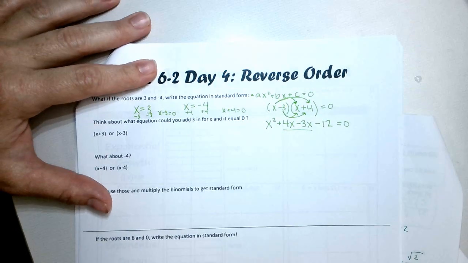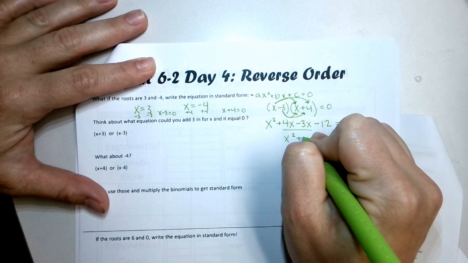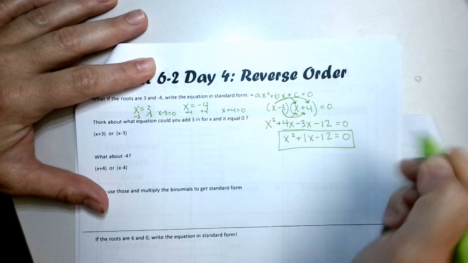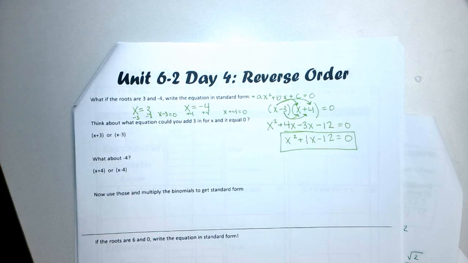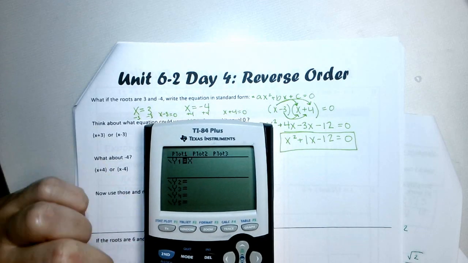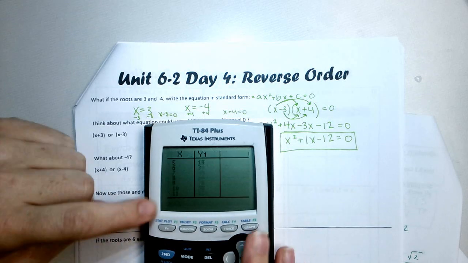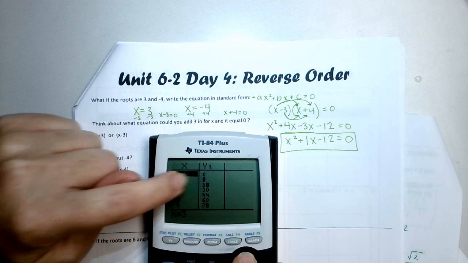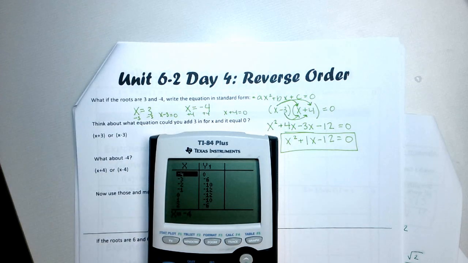So here, what's 4x minus 3x? What's 4 minus 3? So that is what our equation would have been if our answers are 3 and negative 4. Now we can check our work. You can come here, you can type in your x squared, not minus, sorry, plus 1x minus 12, and you can go and you should have at 3, does it equal 0? Yeah, and at negative 4, does it equal 0? So we did it right. Okay?